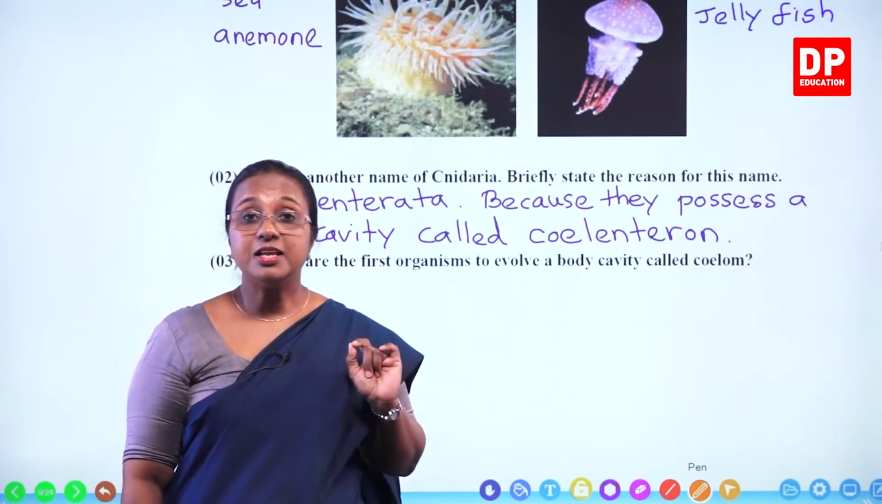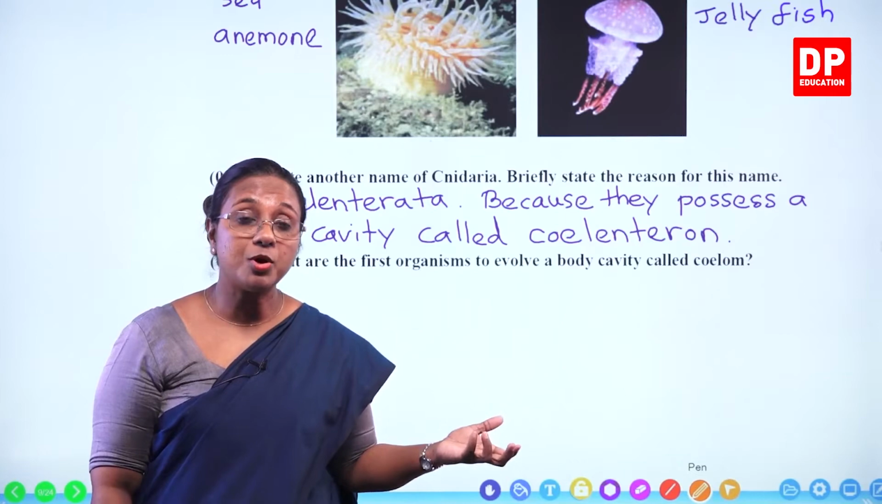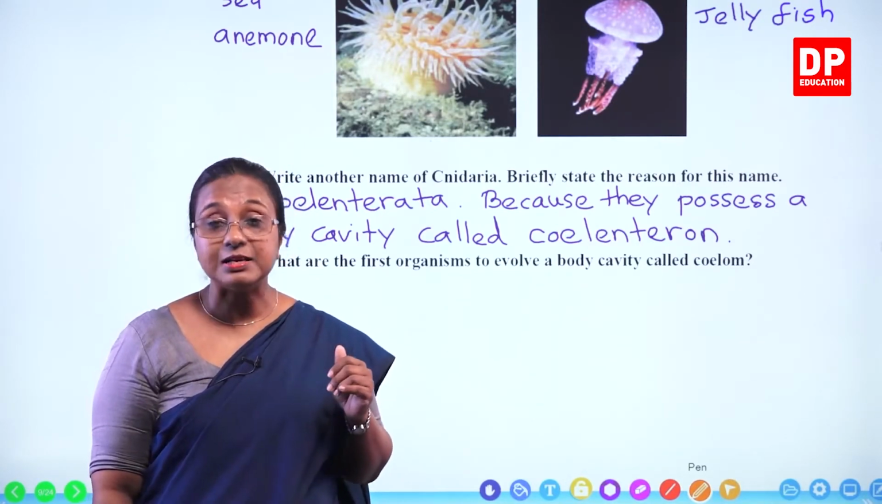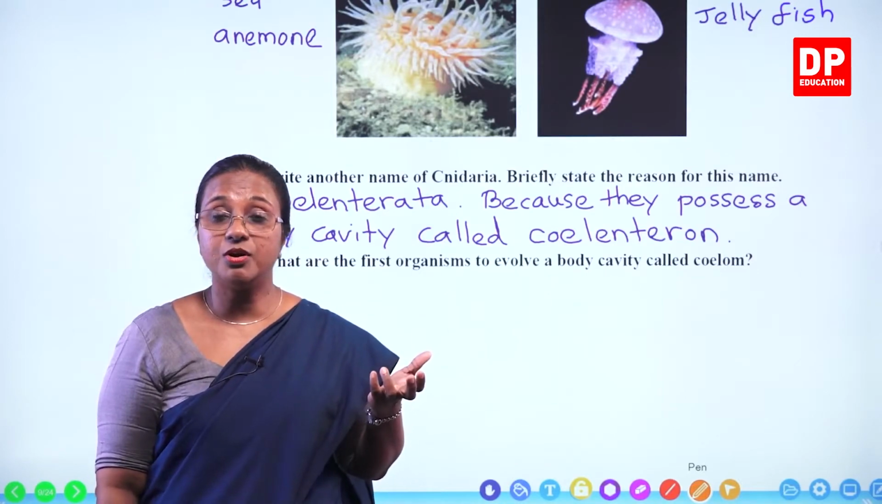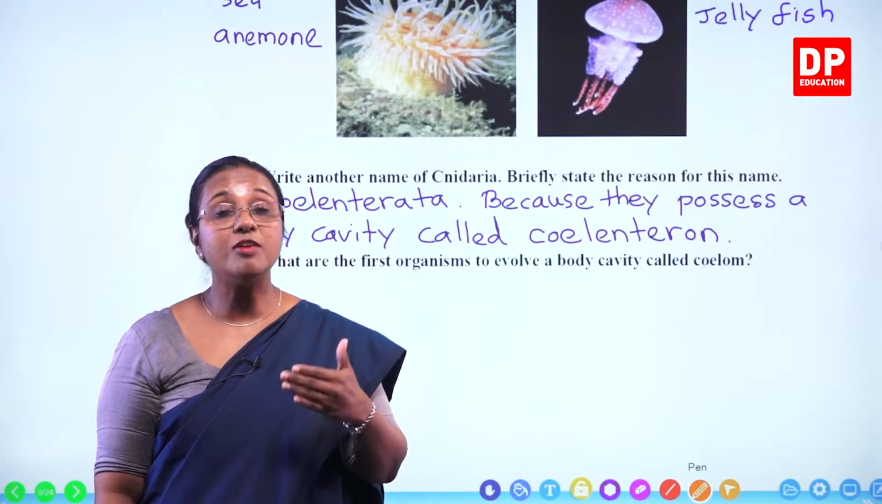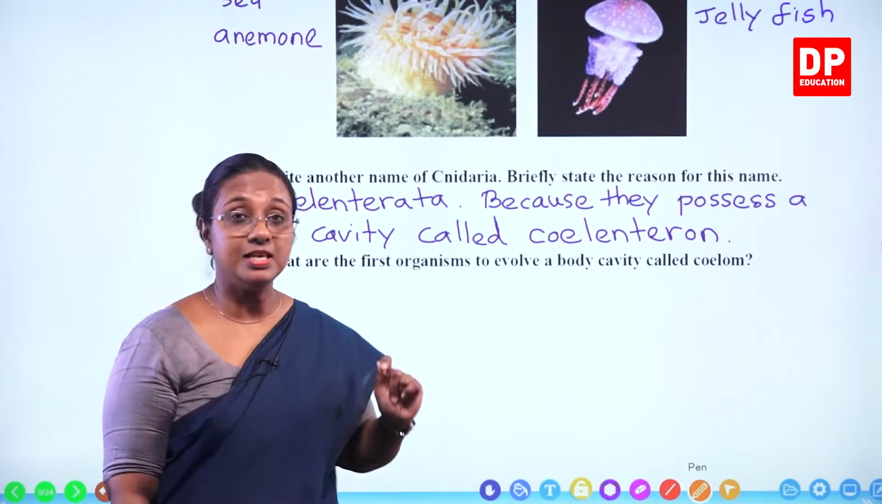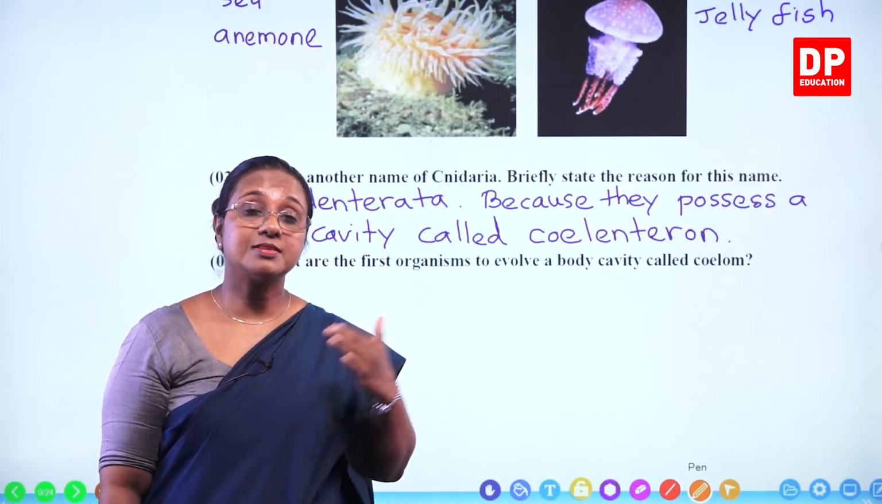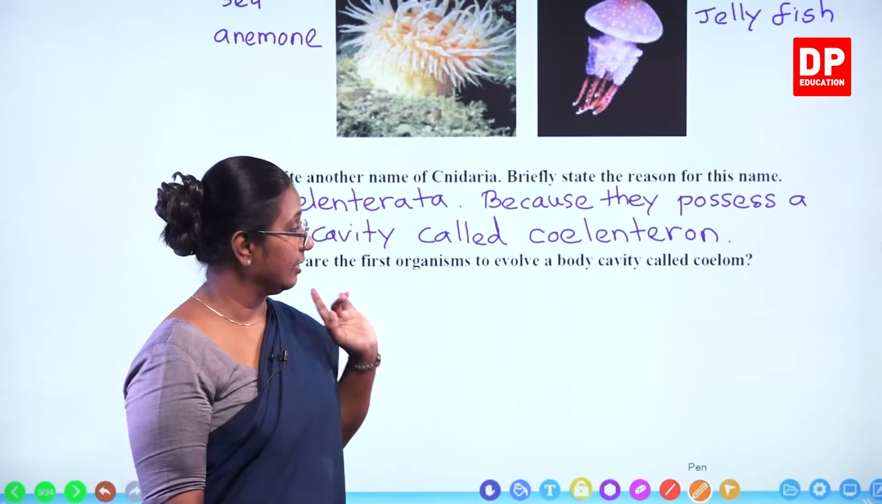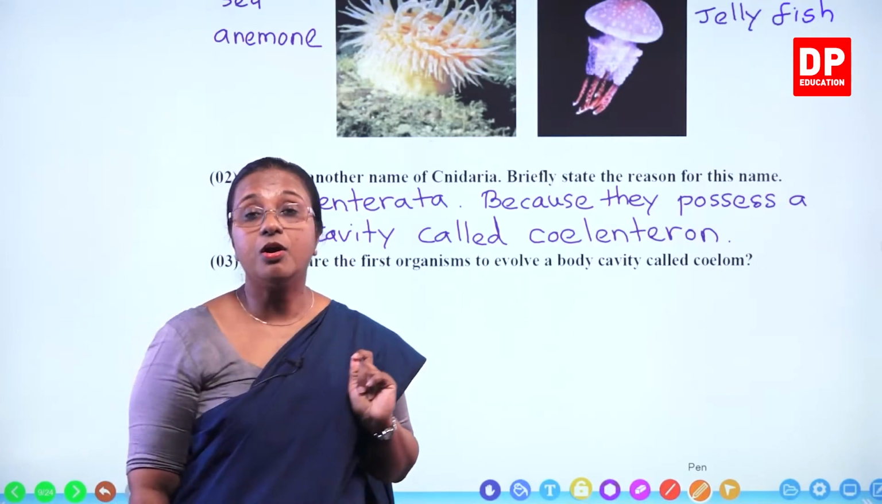So, Cnidarians or coelenterates, they have the body cavity called coelenteron. After that, it is phylum Annelida. They are triploblastic organisms and they are the first organisms to evolve a body cavity called coelom. And thereafter, mollusks, arthropods and echinoderms, they all possess coelom. So, they are all coelomic organisms.